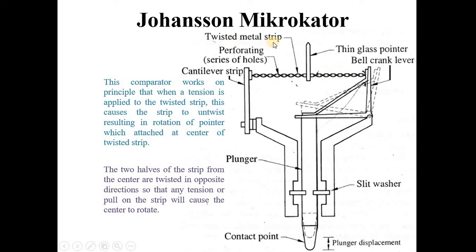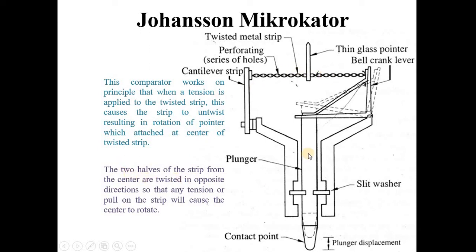The twisted metal strip accommodates the glass pointer to show the variations. It has a perforated series of holes to reduce weight and also to increase the accuracy. This comparator works on the principle that when tension is applied to a twisted strip, it causes the strip to untwist, resulting in rotation of a pointer which is attached at the center of the twisted strip. Look at this principle of tension: it is twist and untwist.